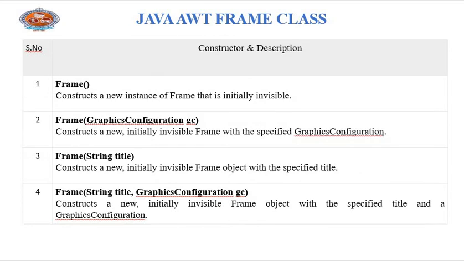So next, constructors and descriptions of Frame. Default constructor, that means constructs a new instance of Frame that is initially invisible. Second one is Frame(GraphicsConfiguration gc), constructs a new initially invisible frame with the specified graphics configuration. And third one is Frame(String title), constructs a new initially invisible Frame object with the specified title. Fourth one is Frame(String title, GraphicsConfiguration gc), constructs a new initially invisible Frame object with the specified title and a graphics configuration.